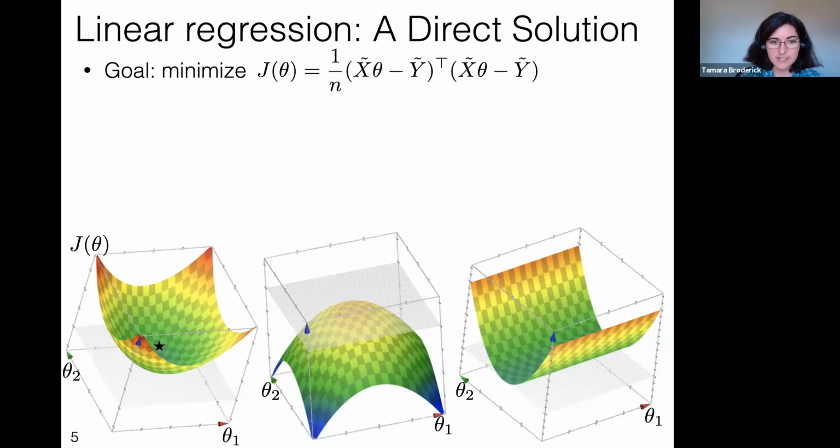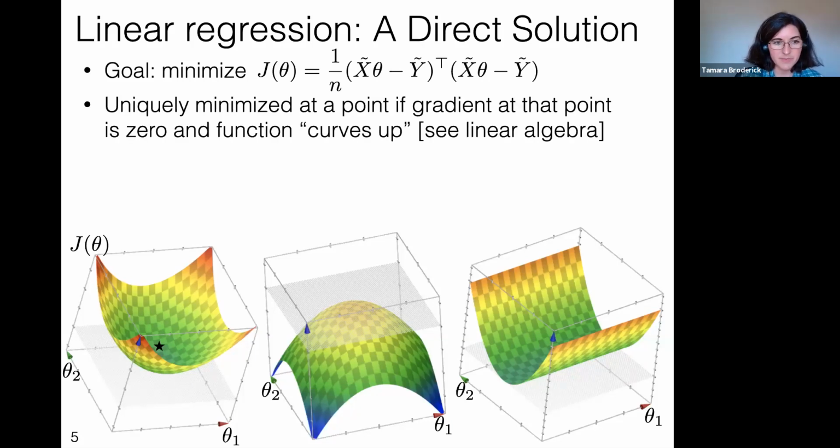Okay, so I'm going to get rid of these pictures. And in a moment, we're going to find this unique minimizing point. The thing I want to notice with these pictures before we get rid of them is how this will happen. Well, the function will be uniquely minimized at a point if the gradient at that point is 0, and if the function sort of curves up everywhere.